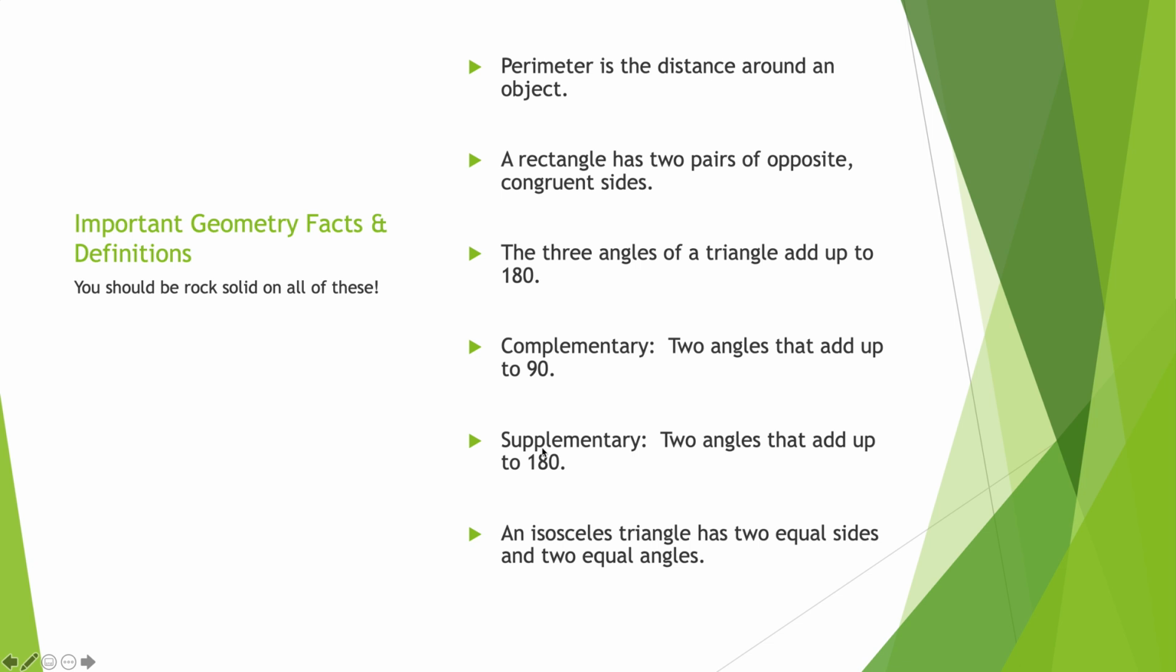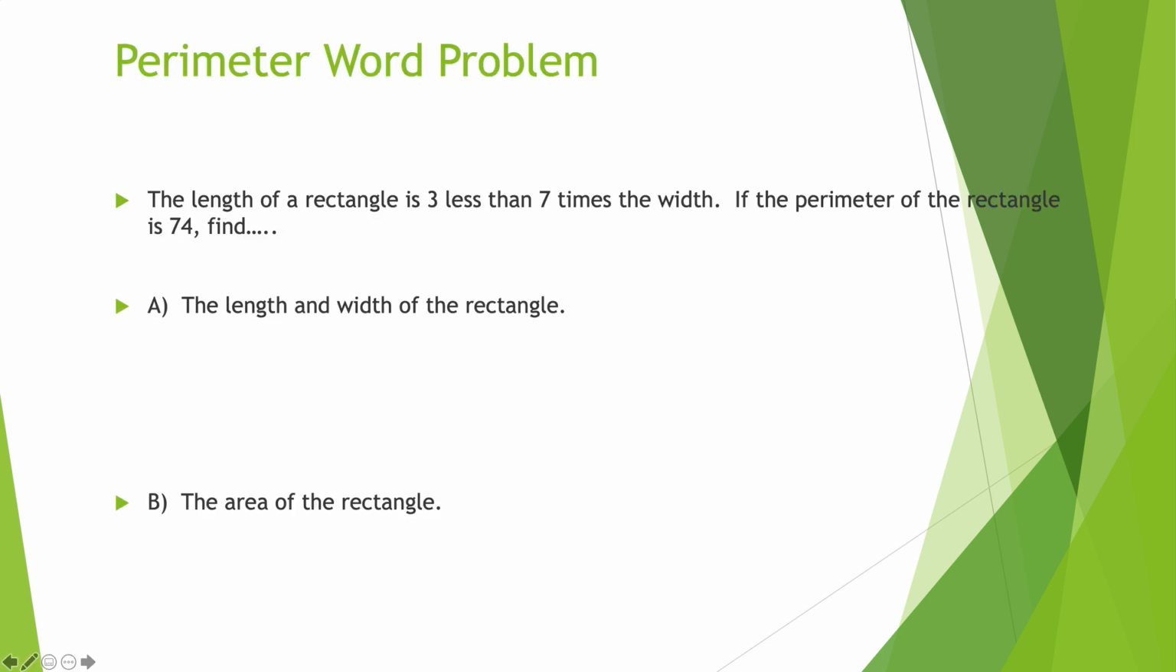Next up, an isosceles triangle has two equal sides and two equal angles. They're referred to as the base angles. Okay, so let's apply that to some problems. Here's a perimeter word problem. The length of a rectangle is 3 less than 7 times the width. If the perimeter of the rectangle is 74, find the length, width, and area. So we're going to have two problems to do here, and I'm going to walk you through the first problem and then you will do the second, and the same thing for the triangle questions which follow.